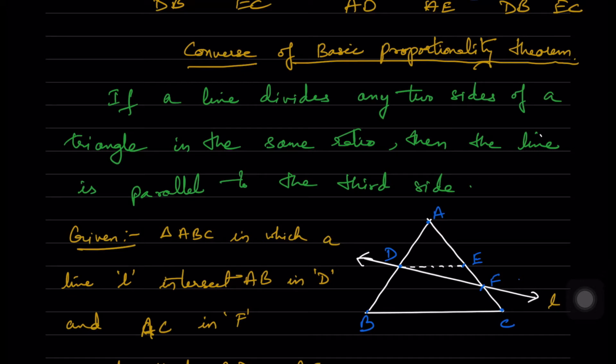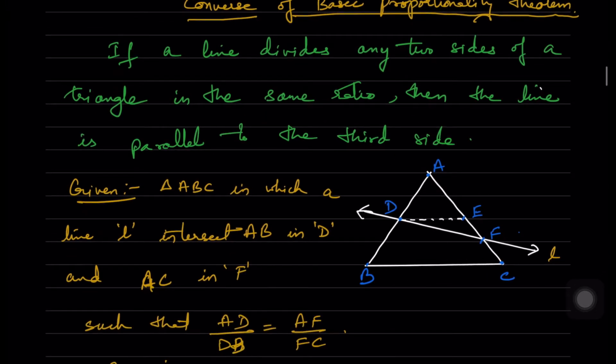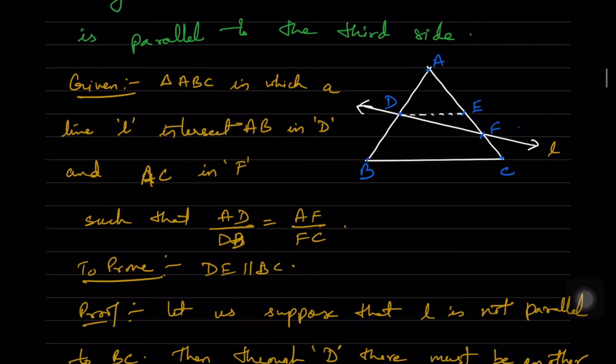We are given that if a line divides any two sides of a triangle in the same ratio, that means AD by DB is equal to AE by EC, or AF by FC is given over here. Given triangle ABC in which a line L intersects AB in D and AC in F, such that AD by DB is equal to AF by FC. Now what we are doing is to prove L is parallel to BC.